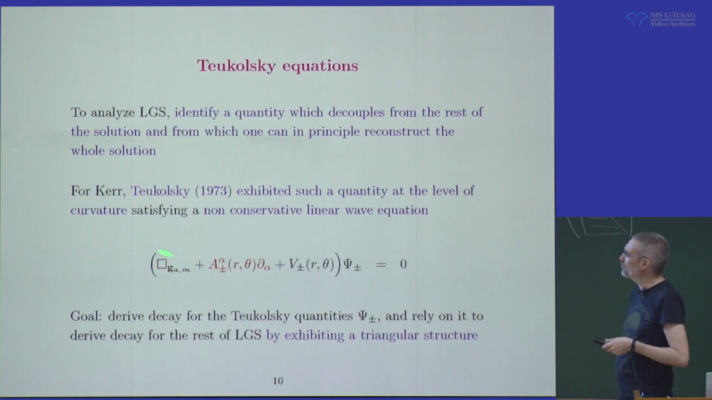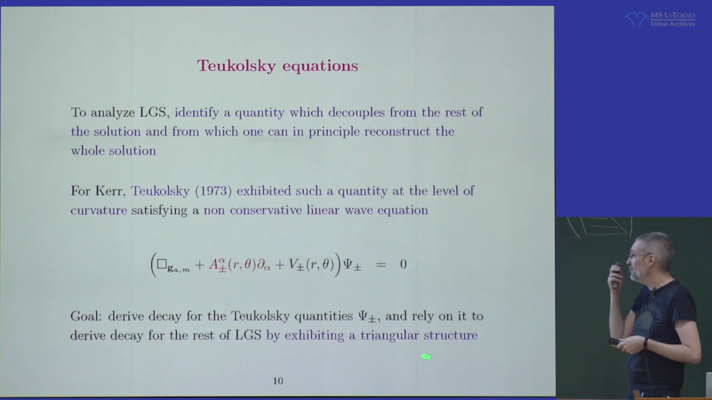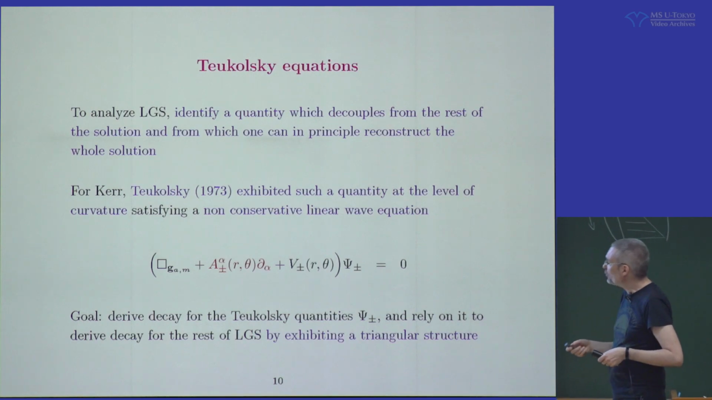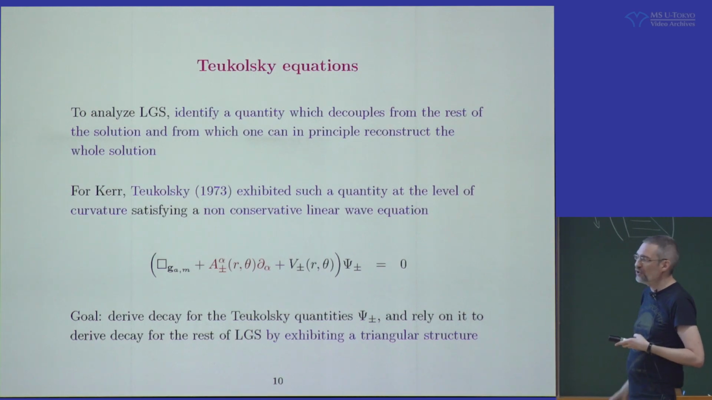So this is unlike, of course, the scalar wave, which is a so-called spin zero wave. But if I forget about this issue for one moment, the goal is pretty clear. You want to first derive decay for Teukolsky based on these Teukolsky equations, and you want to rely on it to derive decay for the rest of your coupled system by exhibiting a triangular structure very much like the Gauss method for linear systems. Okay, and of course, if you want to have a chance to start this problem, you first need to understand the decay of Teukolsky. So I want to spend 2 slides on the decay of the Teukolsky equation.